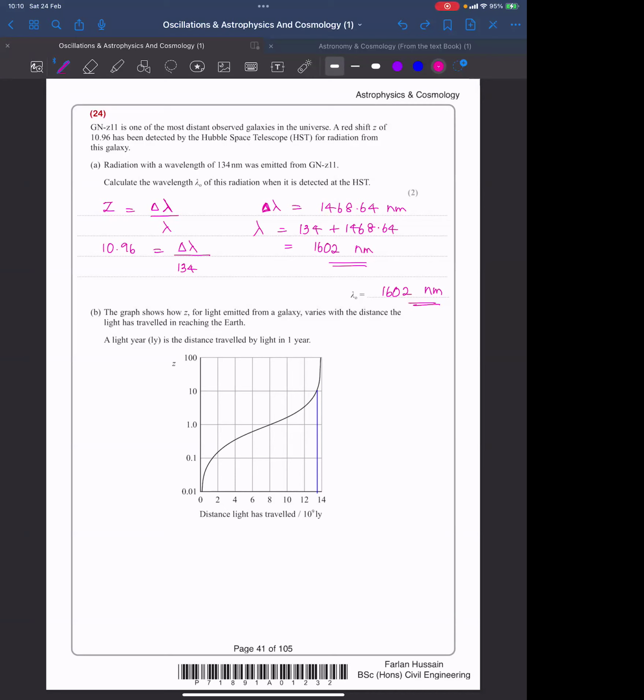So what we calculated here is what is detected, what is observed. Yeah. Delta lambda over lambda is 10.96. So the delta lambda is the difference. Lambda is the actual wavelength. That is equal to 10.96. So the delta lambda, cross multiply, you get 1468. What is emitted is the actual one, what the star is sending. So by the time it is reaching us, it is different.